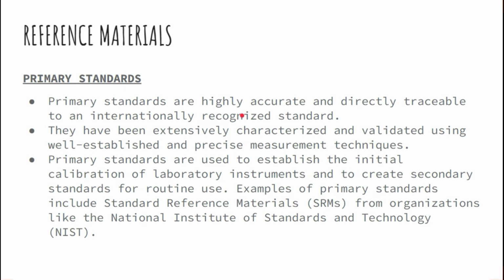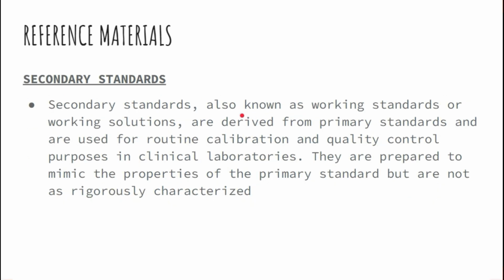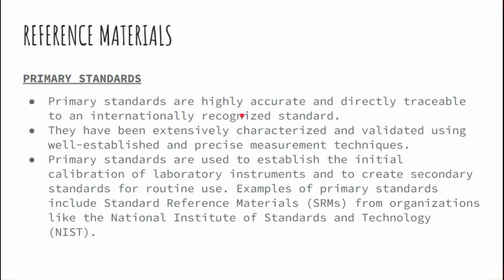Like, for example, meron tayong bagong acquire na machine, bagong bili. So sa unang bukas or unang calibration, pwede nyo pong gamitin ang primary standard. So that is the initial calibration. Examples of primary standards include the SRMs or the Standard Reference Materials from organizations like the NIST or the National Institute of Standards and Technology. And then, since meron tayong primary, yun po yung isa sa pinakamalinis, pinakamaganda, pinaka-okay or pure, highly accurate.